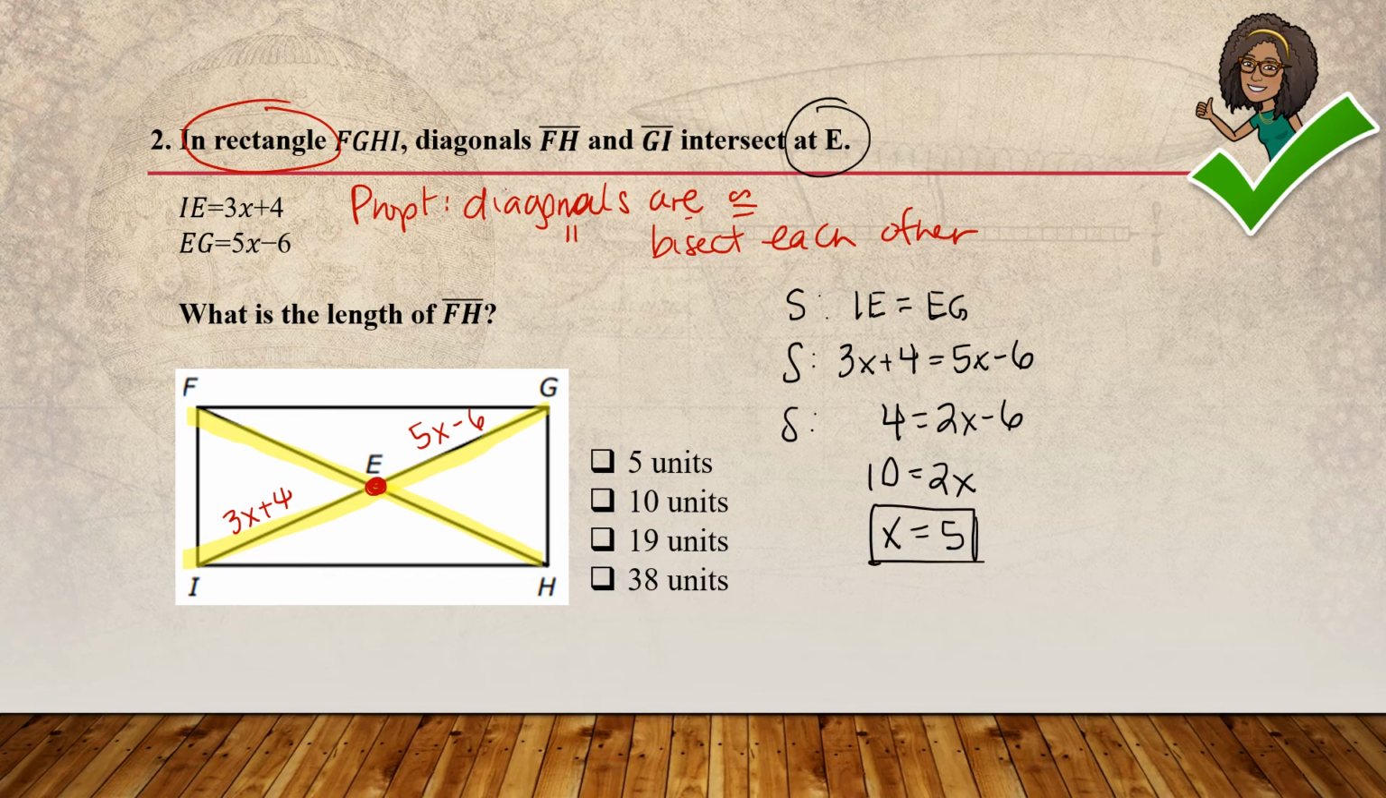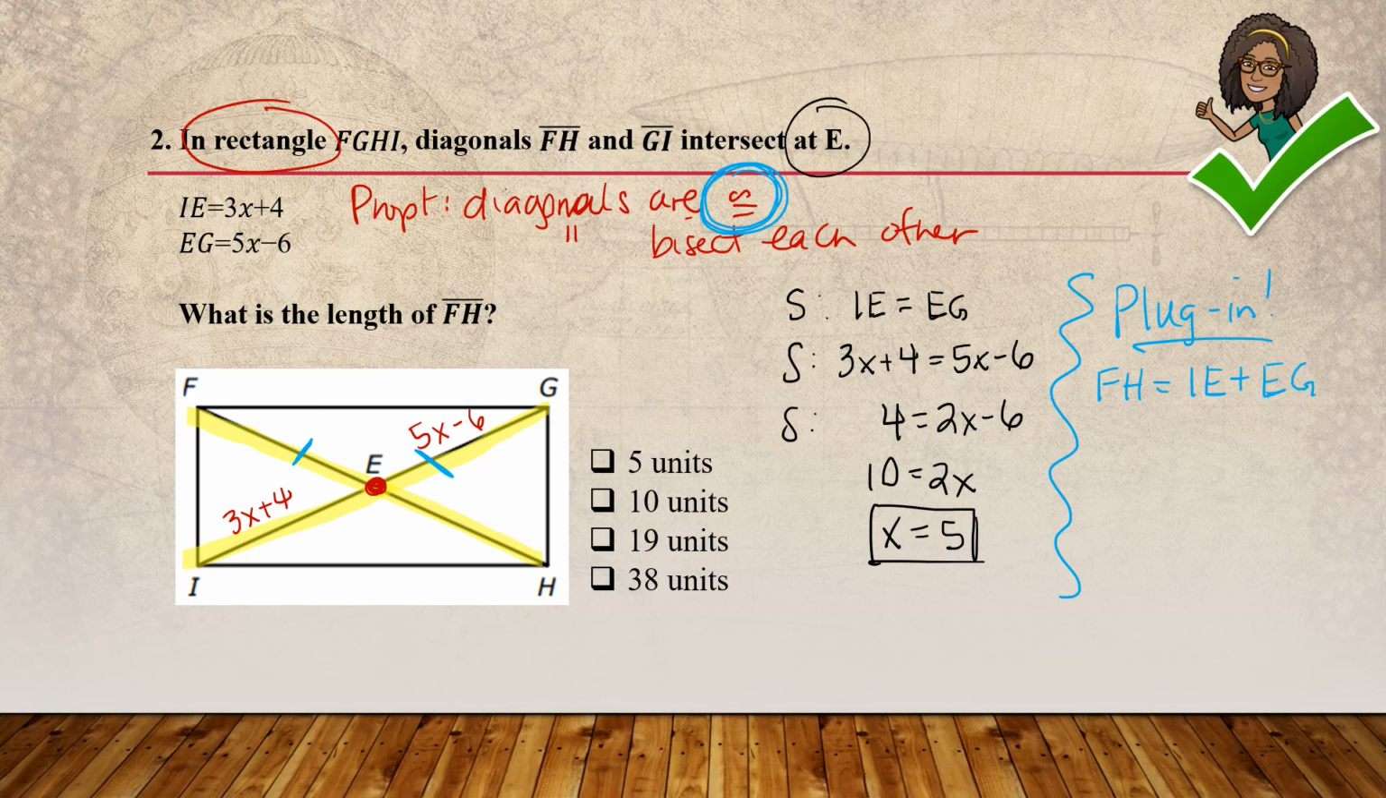Now remember, the whole purpose is to find the length of FH. Well, we already know that FH is a diagonal, and we already know diagonals are congruent. So that means diagonal FH is congruent to diagonal GI. So all I got to do is plug in the value of x into the two expressions that I have and add them together. So when I do that and I plug in, I get FH is going to be equal to IE plus EG.